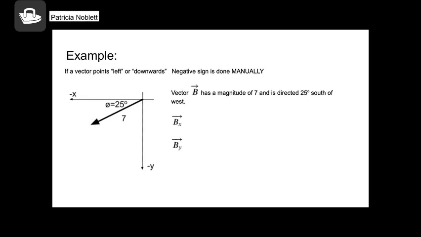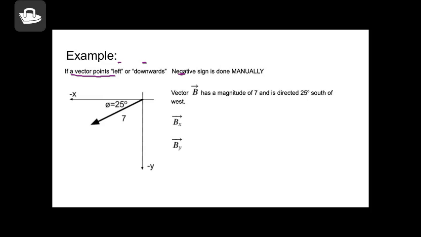All right, so let's do an example problem of breaking a vector into its components. So a couple things to remember. If you have a vector that points to the left or downwards, that's typically going to be our negative sign. So in an XYZ coordinate system, that would represent negative. You need to put that negative sign in manually.